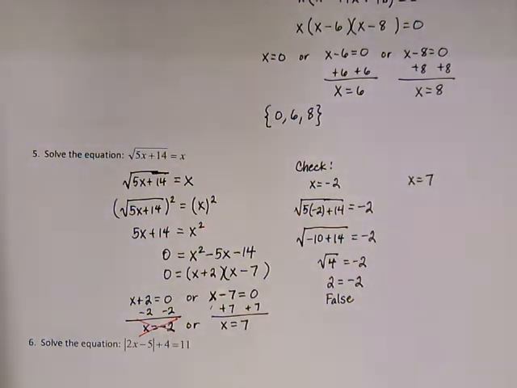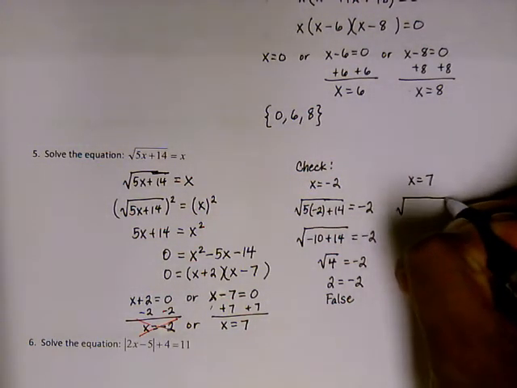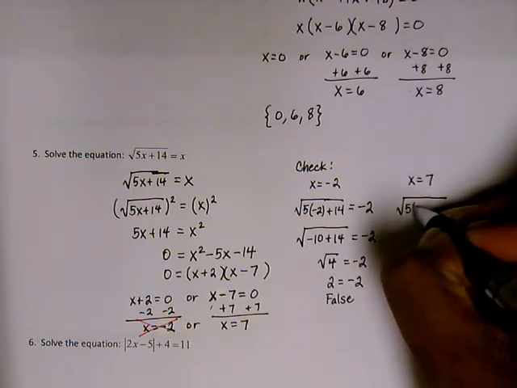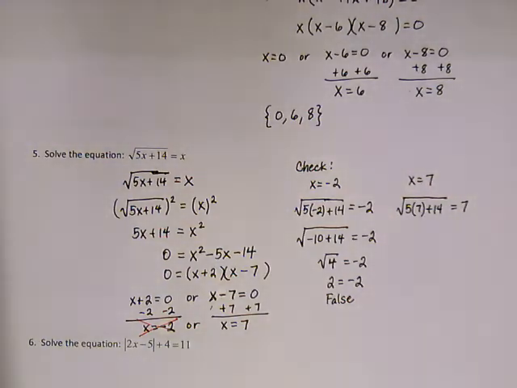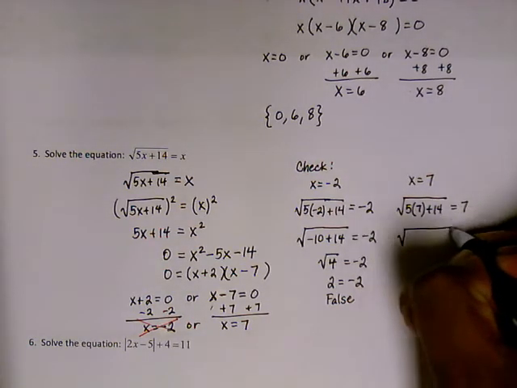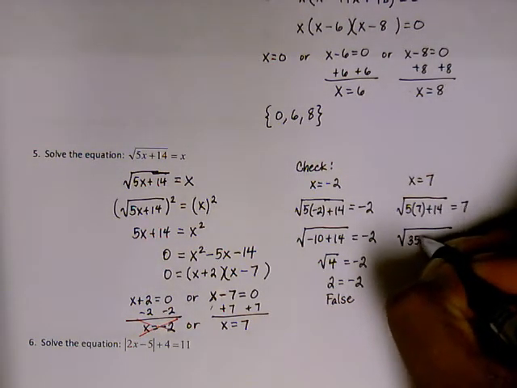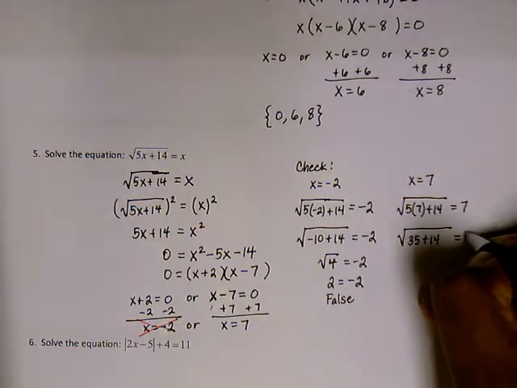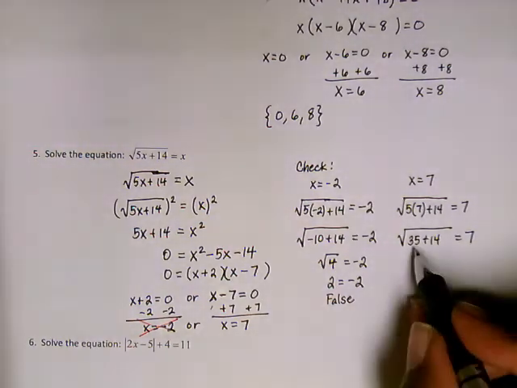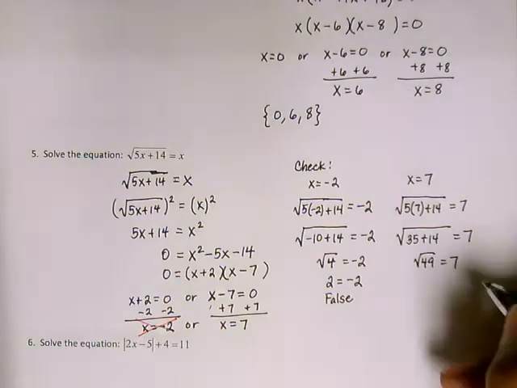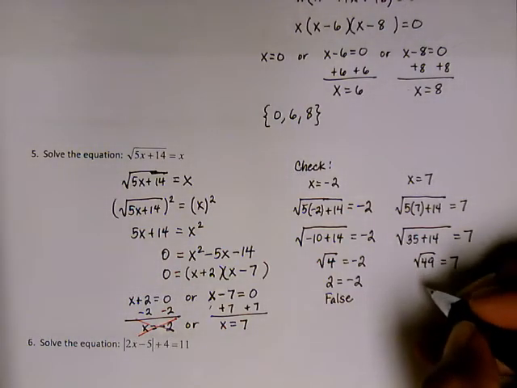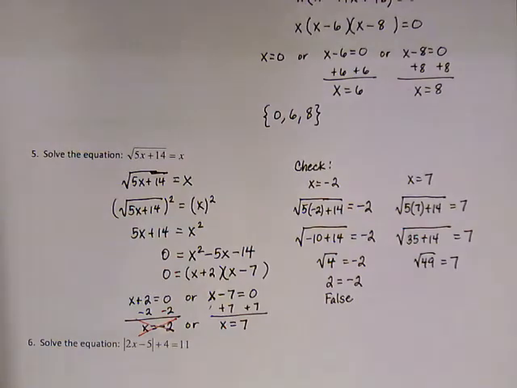I also got to do the check for x equals 7. In this case here, replace each x with 7, so we have the square root of 5 times 7 plus 14. That should equal 7. And underneath the radical, if I do 5 times 7, that's going to be 35 plus 14. That should equal 7. And then 35 plus 14 would be 49, so the square root of 49 should equal 7. And if you take the principal square root of 49, you would get 7.